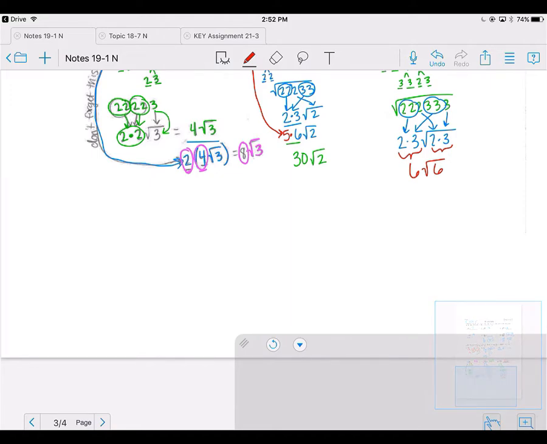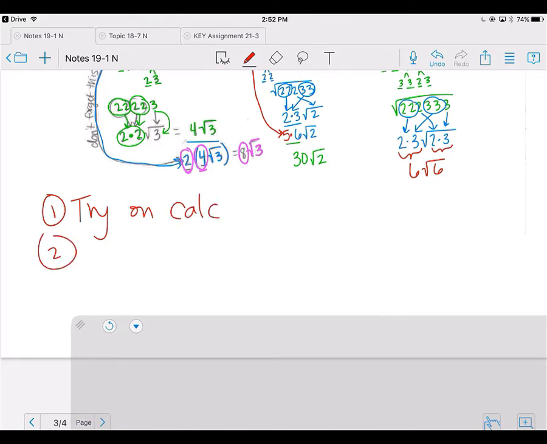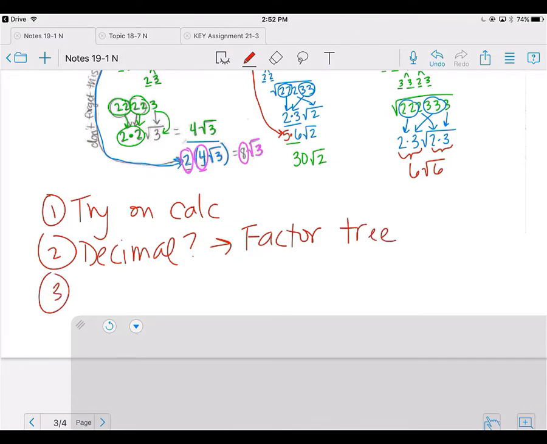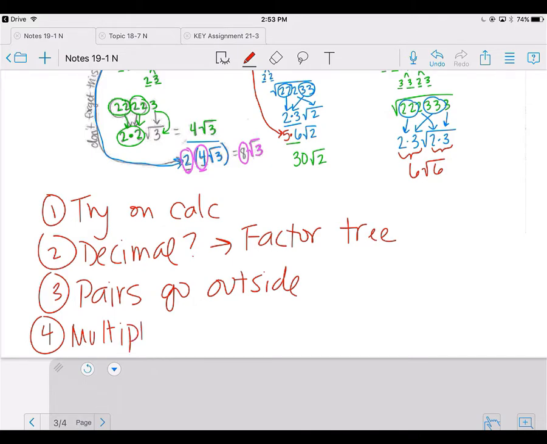So to refresh, your steps are to try it on the calculator because some of them work nicely. If you get a decimal, then you need to do a factor tree and go all the way down to the very smallest numbers. Then you look for pairs to go outside and then multiply outsides with outsides and insides with insides and do not cross over with them.